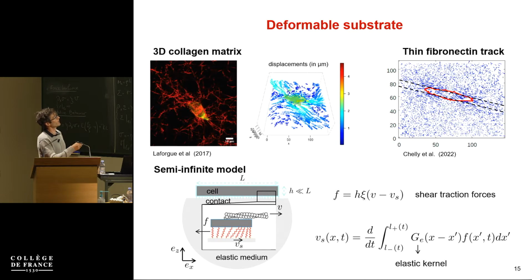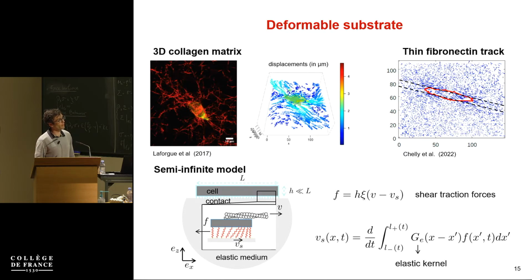Here I'm showing a cell in a 3D collagen matrix, but Raphael was in fact showing much more compelling videos where you can see that the cell imposes quite large deformation on its environment because its environment is soft. This is also the same type of quantification for a cell on a track.